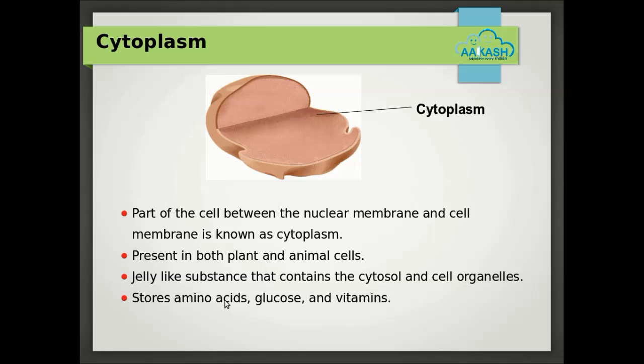Cytoplasm. Cytoplasm is the place inside a cell except the nucleus. It is a jelly-like substance where chemical reactions take place to keep the cell alive. It is found both in plant and animal cells. All the cellular activities occur in the cytoplasm. In prokaryotes, all contents within the cell are in the cytoplasm. In eukaryotes, all the cell organelles are embedded in the cytoplasm and it stores glucose, vitamins and amino acids.